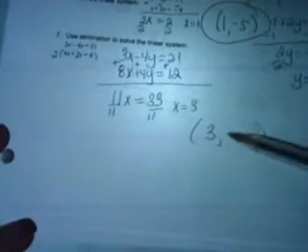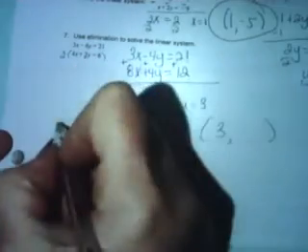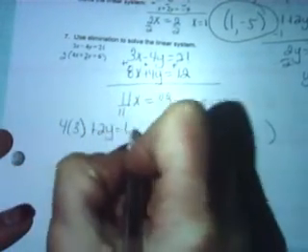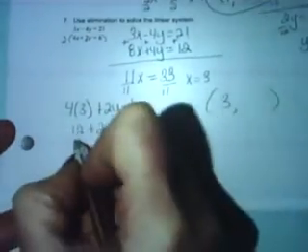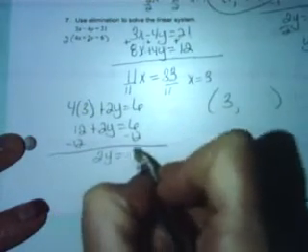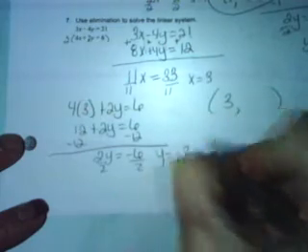Now that you know your x, find your y. You're going to plug it into either original equation. Which one do y'all want to use? The second one. Okay, so I'm going to have 4 times 3 plus 2y equals 6. 12 plus 2y equals 6. Subtract 12. 2y equals -6. Divided by 2, y equals -3.